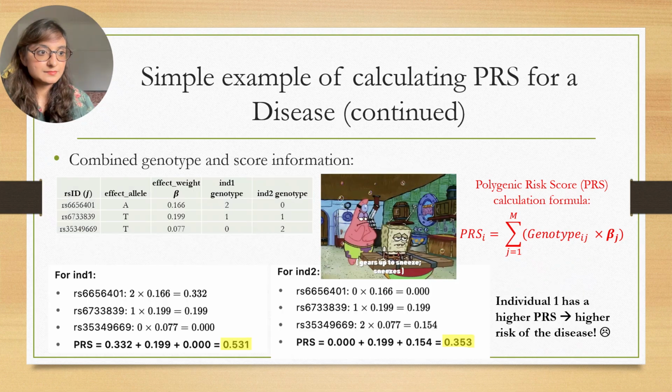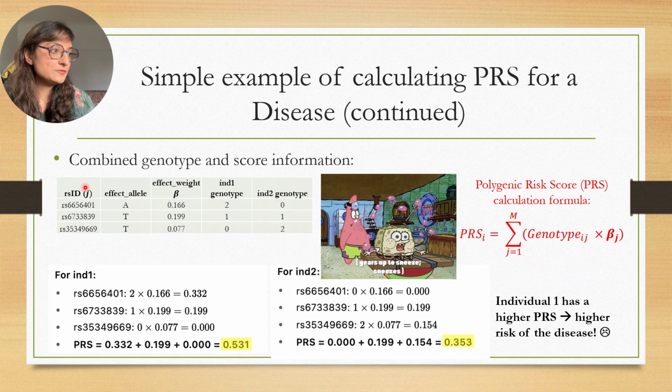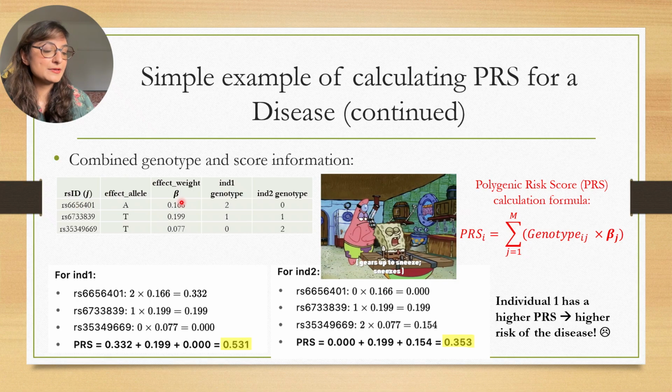So basically, what we are doing then is we're combining the two tables into one. For the SNP, we have the effect allele, the weight, and individual one's genotype and individual two's genotype. And all we're doing is telling us that for every effect allele you have of this type for this SNP, if you have two of them, you multiply it by 2. If you've got one of them, you multiply this by 1. If you've got none, you just leave it at 0.